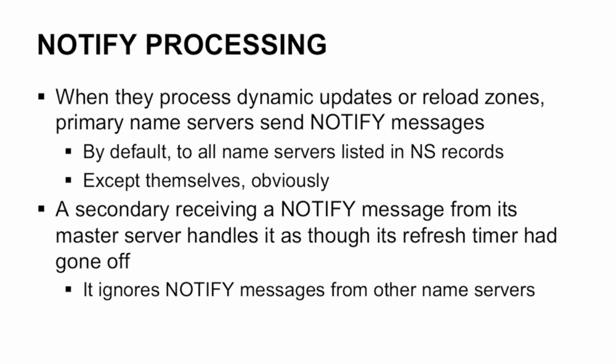The primary sends Notify messages whenever it loads a new version of a zone or processes a dynamic update. Secondaries handle receiving a Notify message from their master server the same way they would handle the refresh timer going off. They turn around and query the master for the SOA record for the zone, then check the serial number to see if it's incremented. If it has, they request zone transfers.